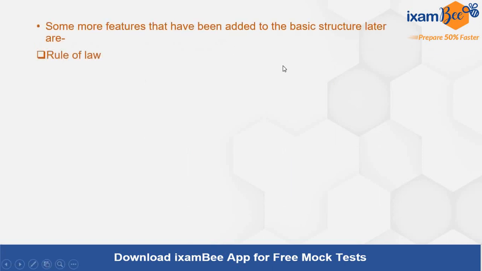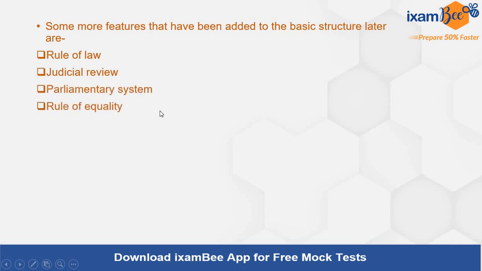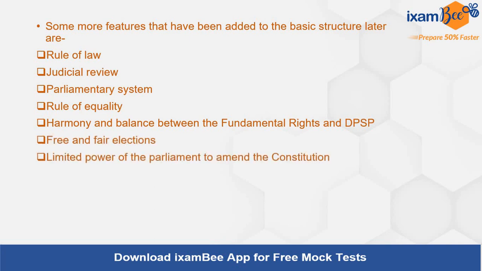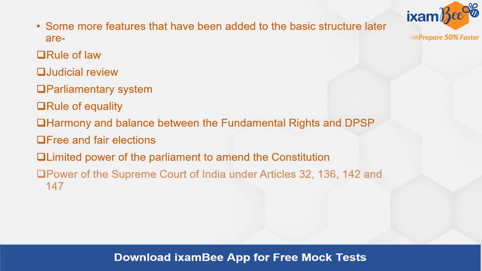Some more features were added later: rule of law, judicial review, parliamentary system, rule of equality, harmony and balance between the fundamental rights and DPSPs, free and fair elections, limited power of parliament to amend the constitution, and power of the Supreme Court of India under Articles 32, 136, 142 and 147. All of these powers of the Supreme Court under these articles are also a part of the basic structure of the constitution.